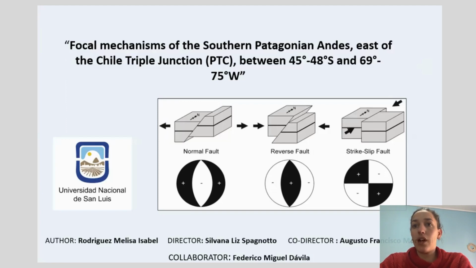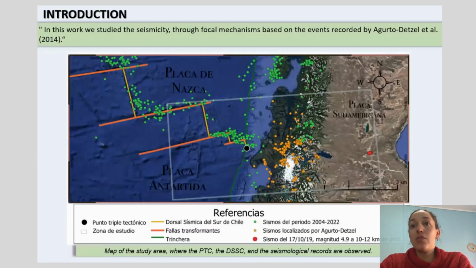I'm going to start talking about my thesis topic, focal mechanisms of the Southern Patagonian Andes, east of the Chile Triple Junction, between these coordinates. In this work, we study the seismicity through focal mechanisms based on the events recorded by Aburto Detzel in 2014.